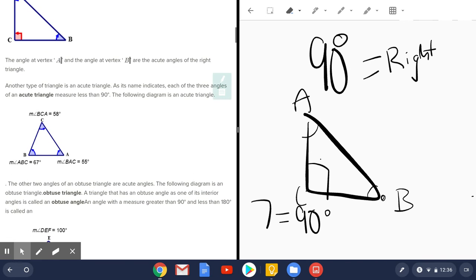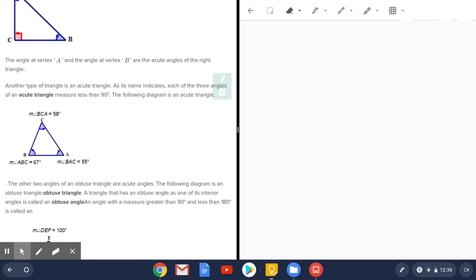So right over here, we have a different type of triangle. This is called an acute triangle. So before we were dealing with a right triangle, here we have an acute triangle.